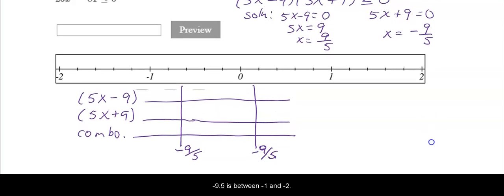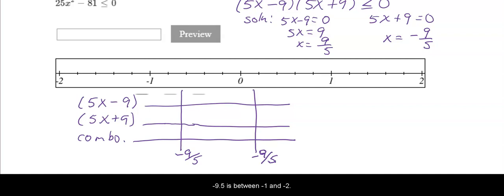Negative 9/5 is between negative 1 and negative 2. That means negative 3 is definitely to its left. I'll use that for a test point. The easiest number between negative 9/5 and positive 9/5 is 0. 2 would be the simplest number to check above 9/5.